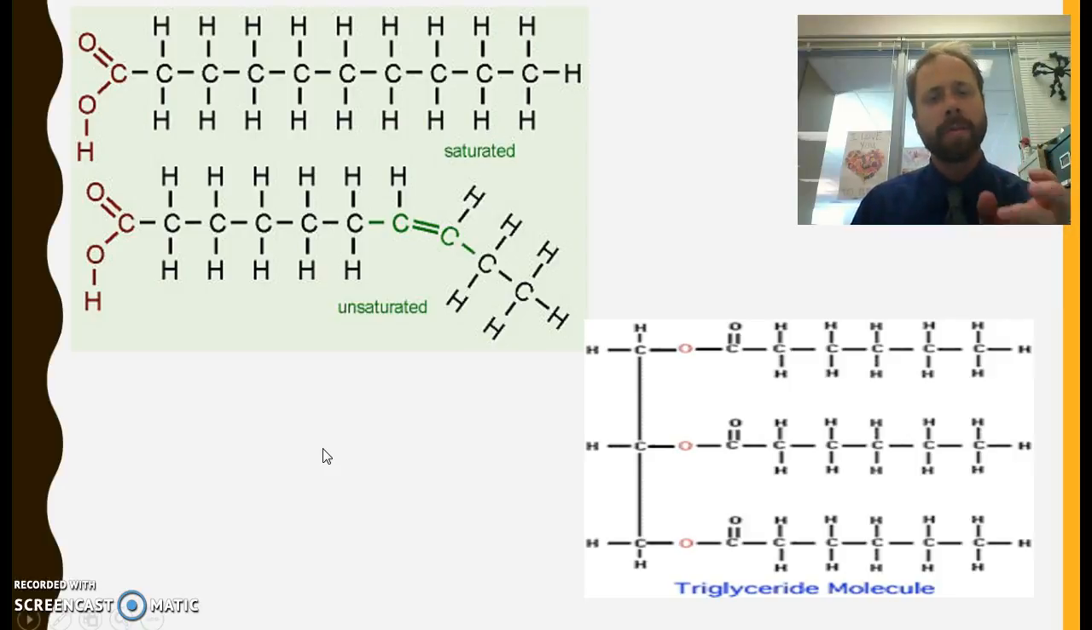If you look down below at the unsaturated one, you can see that the two carbons that have that double bond are missing a hydrogen here and here, so they're not as saturated. All the carbons are not saturated, and that's what gives it the unsaturated name. And then again, we have our triglyceride molecule down there in the bottom right, just like the picture above.